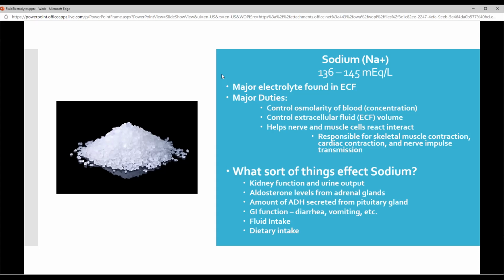GI function, vomiting, diarrhea, your diet. If you're on a sodium restricted diet, or if you just eat supersized McDonald's meals every day, your diet's going to affect that. Water intake. There is such a thing as water intoxication.